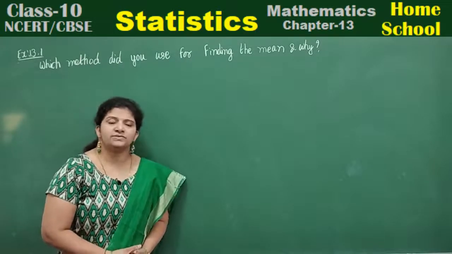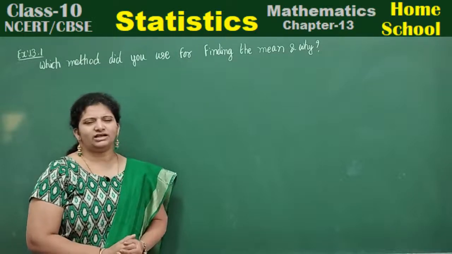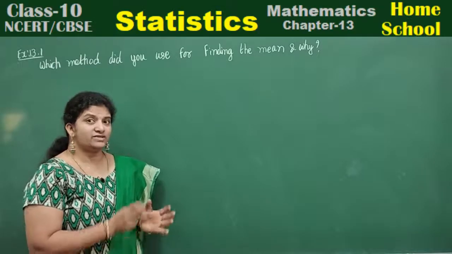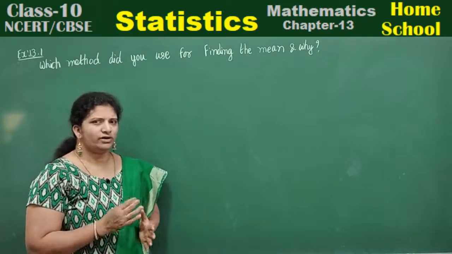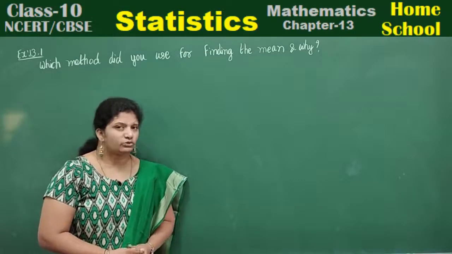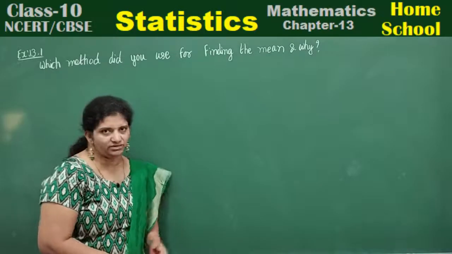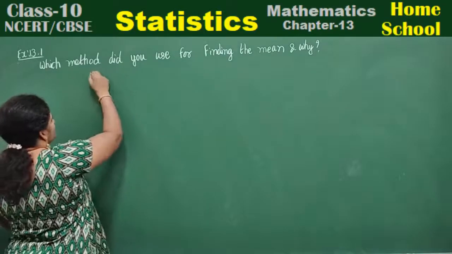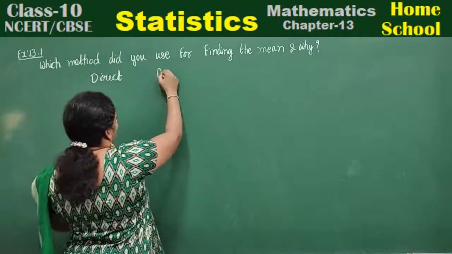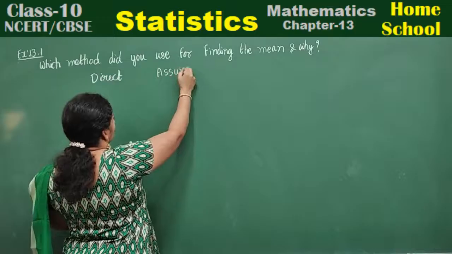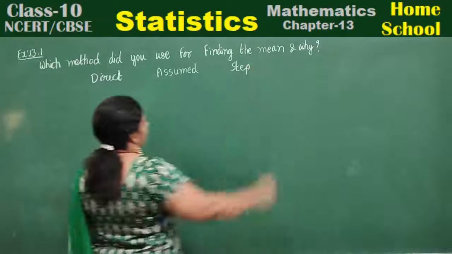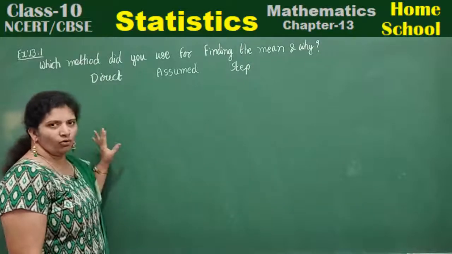Now, by seeing the first problem, some children might have felt it a little difficult. How could I do? What are all the steps? First, which one do I need to do? You may get these doubts, right? So, I'm going to give you easy steps to remember how to solve these methods. Easy steps, or how we have done stepwise, I have written here. Direct, assumed, step deviation.